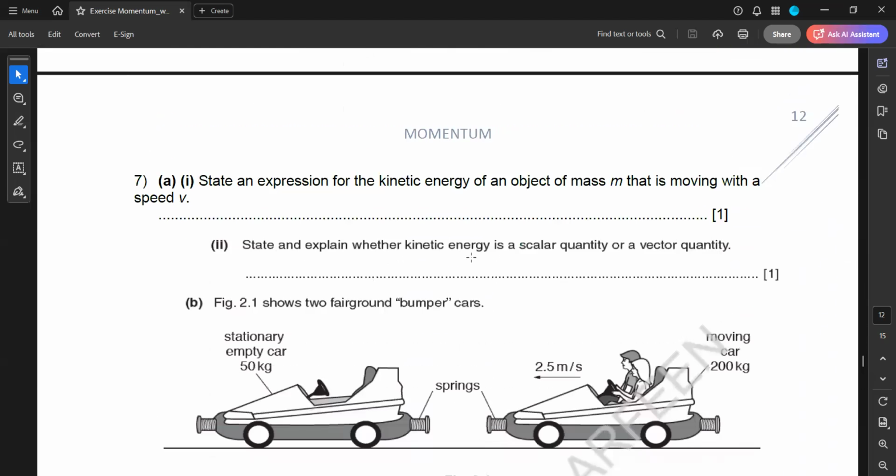Then state and explain whether kinetic energy is a scalar or vector. Any form of energy, even elastic strain, nuclear, heat, thermal waves, all forms of energies are scalar quantities.